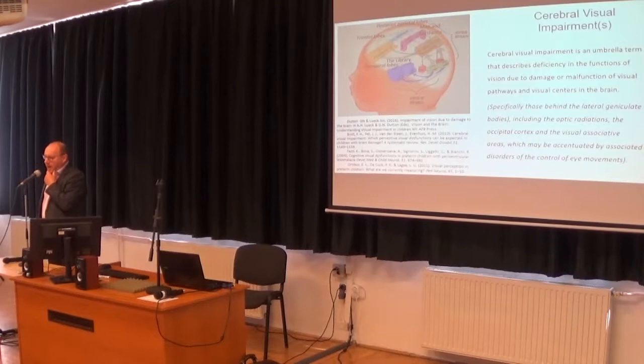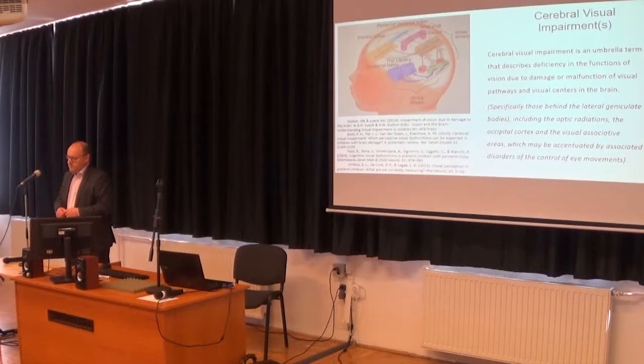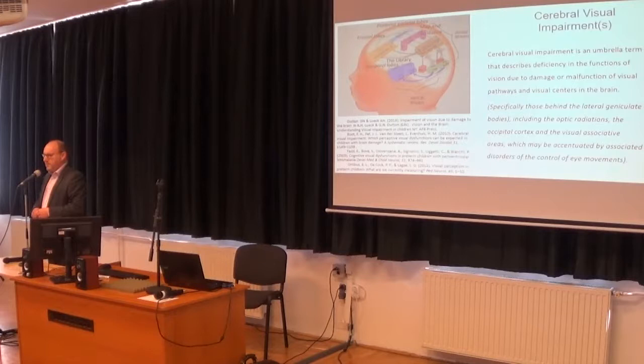So, CVI, as you know, is an umbrella term. It's not one thing, and this is really, really important. It's an umbrella term, I think, for a range of behaviors, a range of damage that a child could have to the seeing parts of the brain. And I think because of that, there is no one single definition that we have yet agreed upon.